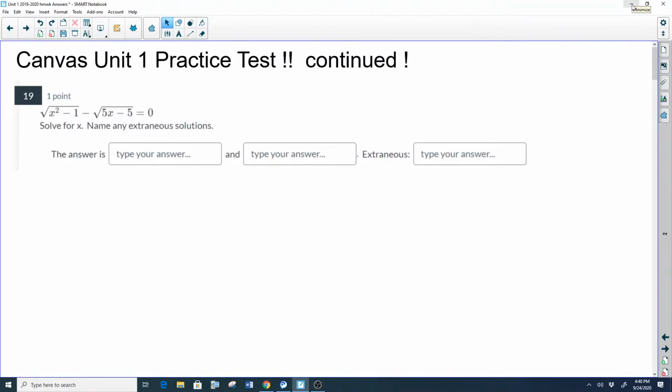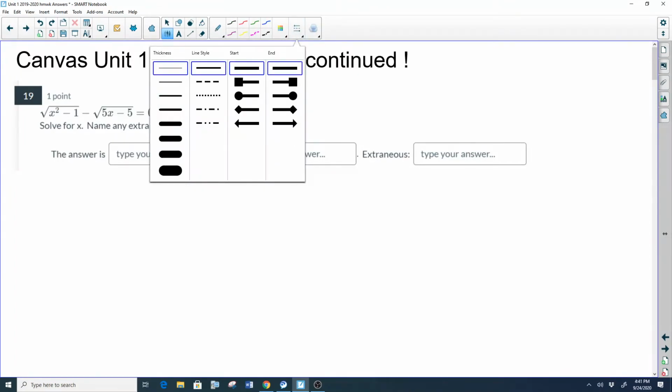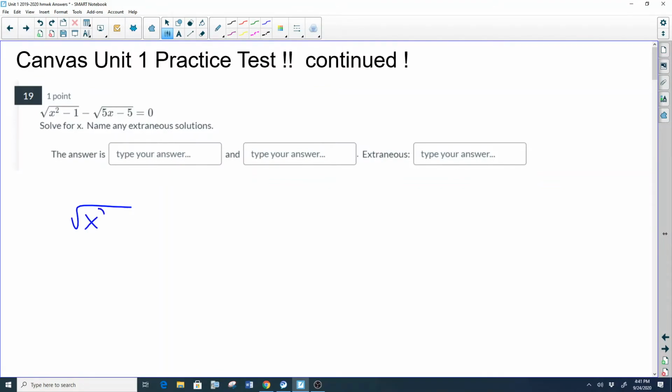Okay, so then let's see here. So number 19. We just got to get it to the other side, and then it's the exact same problem as the other one we just did with factoring and stuff. So radical x squared minus 1. We're going to add radical 5x minus 5 to the other side. And so when we do that, we get equals radical 5x minus 5. And now we can go ahead and square both sides.